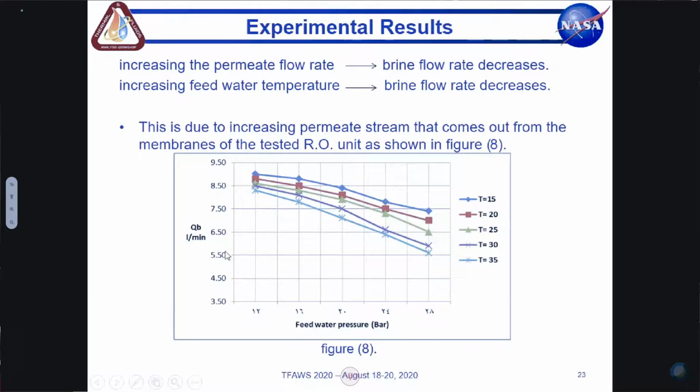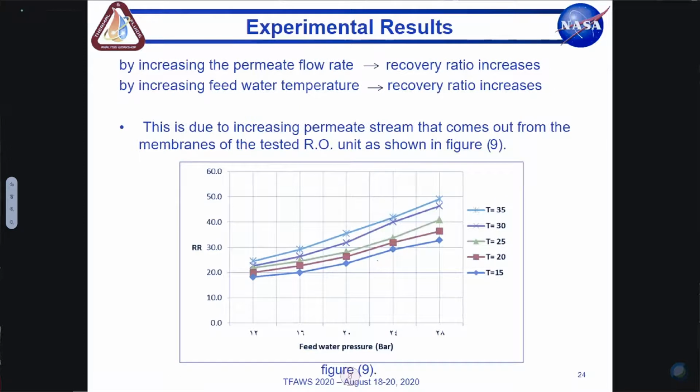Another result, increasing feed water temperature also increases the permeate flow rate. And with increasing permeate flow rate, the brine flow will decrease, and increasing the feed water temperature will also decrease the brine flow rate.